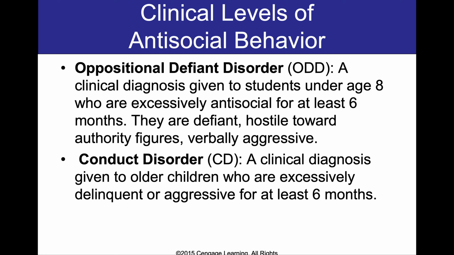Clinical levels of antisocial behavior. We see oppositional defiant disorder, also known as ODD. This is the clinical diagnosis that's given to students who are under the age of 8 and are excessively antisocial for at least 6 months consecutively. They are defiant, they are hostile toward authority figures, and they are verbally aggressive.